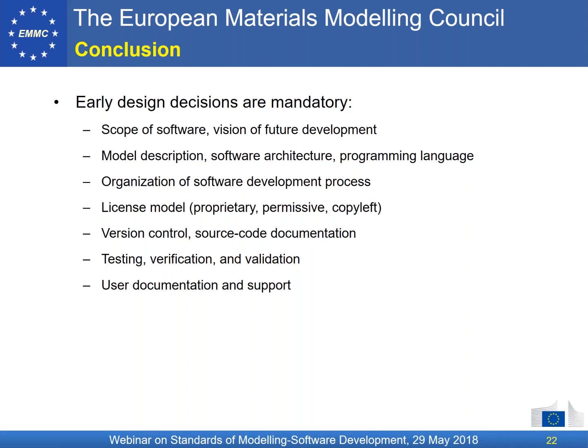Then you need to organize the software development process, in particular if it involves several groups. You need to consider which license model to use. You need to use version control and have source code integrated as an integral part of the development. You also need to think a lot about testing, so that needs to be an integral part of your development process, and you need to verify and validate the final software.